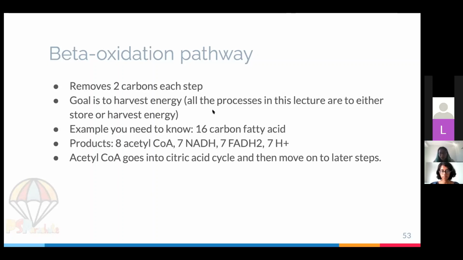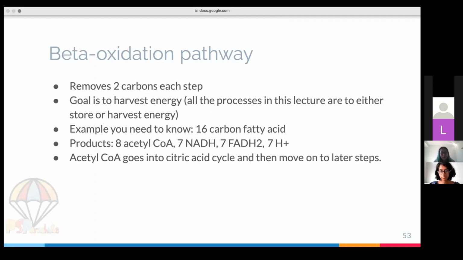That means energy is produced. In the end, you will end up with 7 NADH, 7 FADH2, and 7 protons as well. Every step will produce 1 acetyl-CoA, and the last step is special. It will produce 2 acetyl-CoAs, but you don't need to know that much. You just need to know acetyl-CoA is produced, and in the end they go into the citric acid cycle.